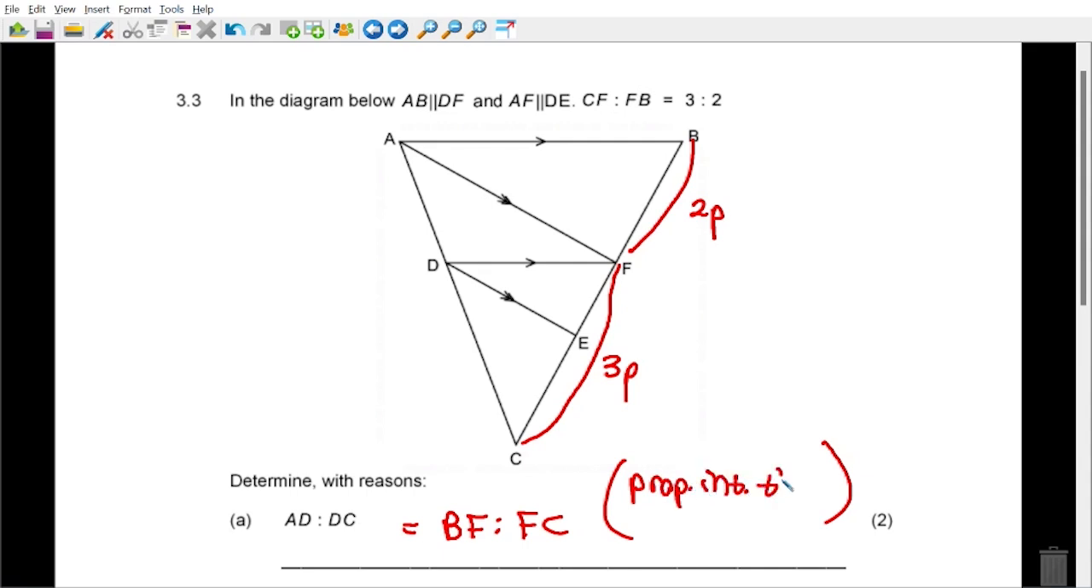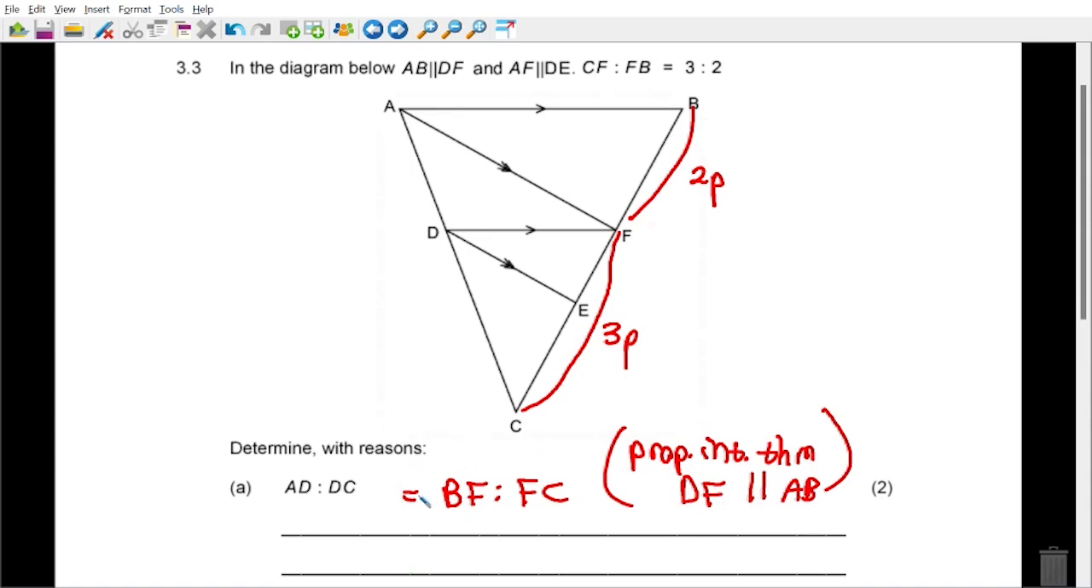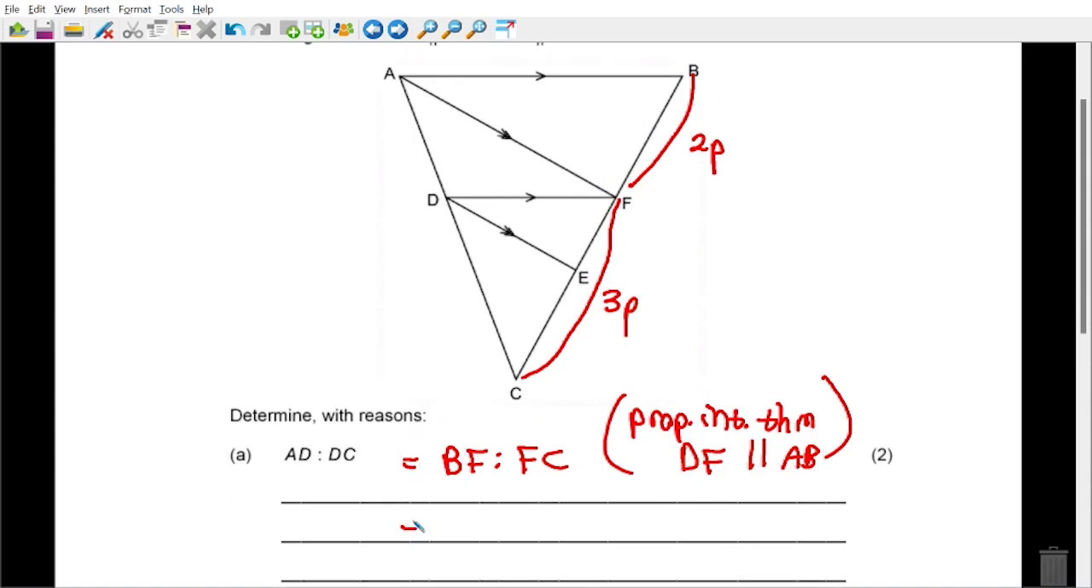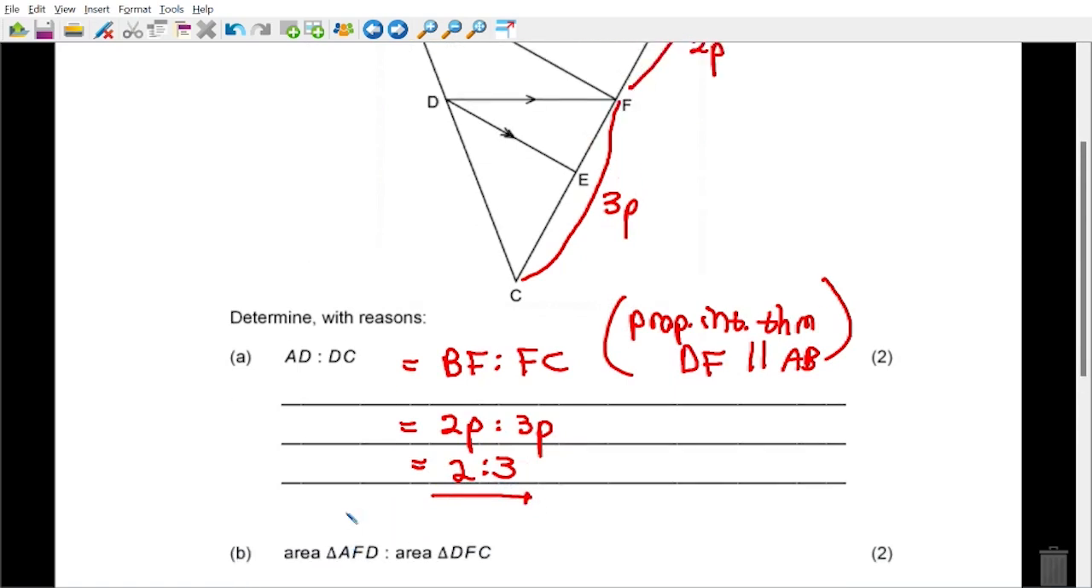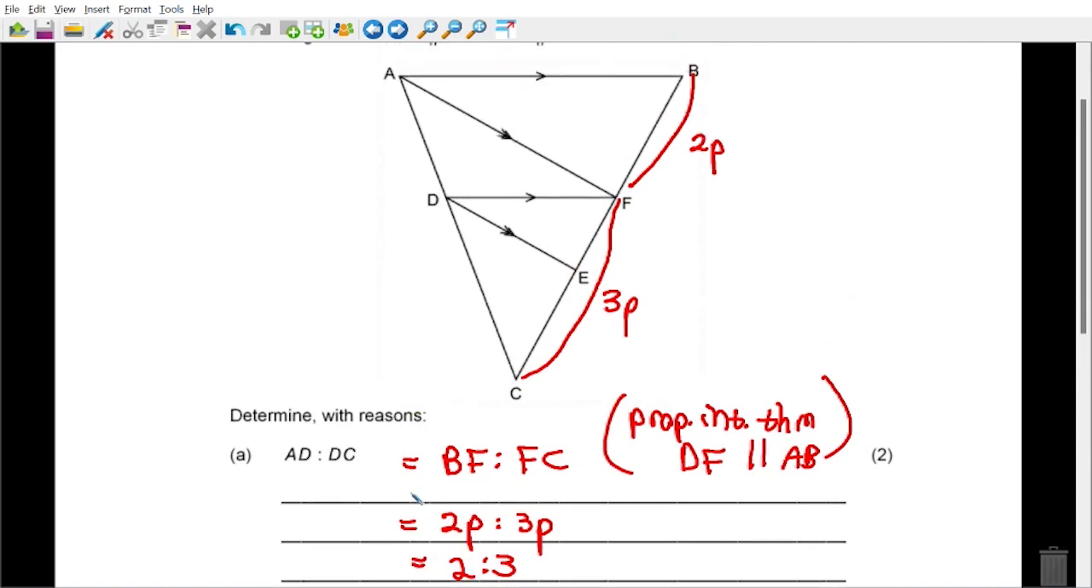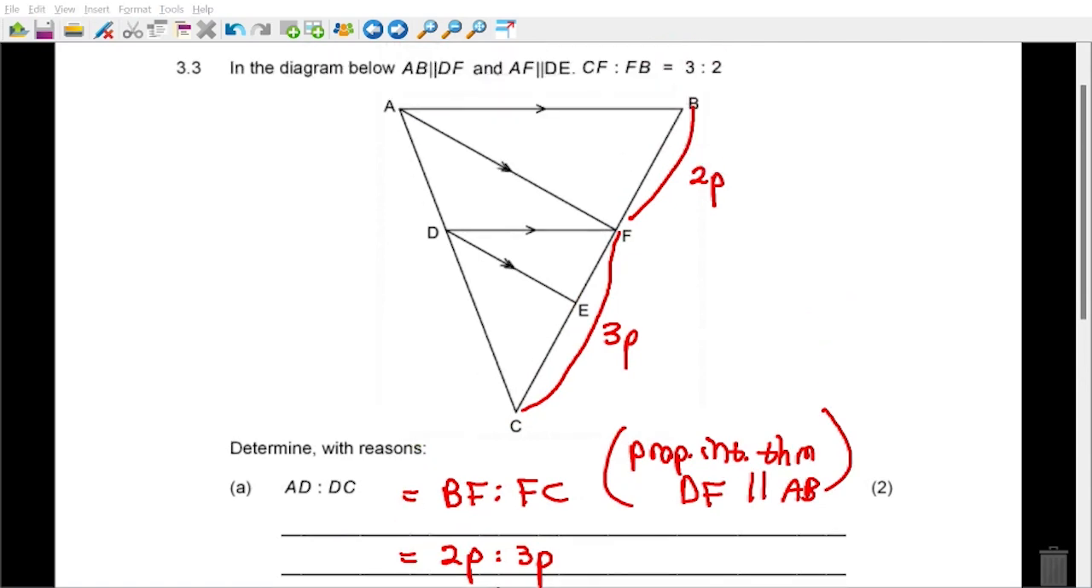And the parallel lines that I'm using are DF parallel to AB. Okay, so it's actually going to be 2P is to 3P. It's actually going to be 2 is to 3. Okay, the next one asks us for the area of triangle AFD to the area of triangle DFC. So what we're talking about here is this triangle to this triangle.